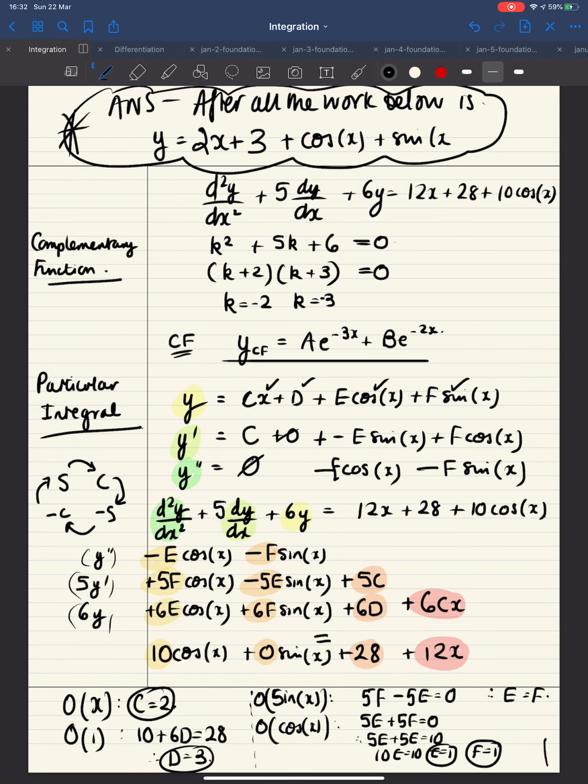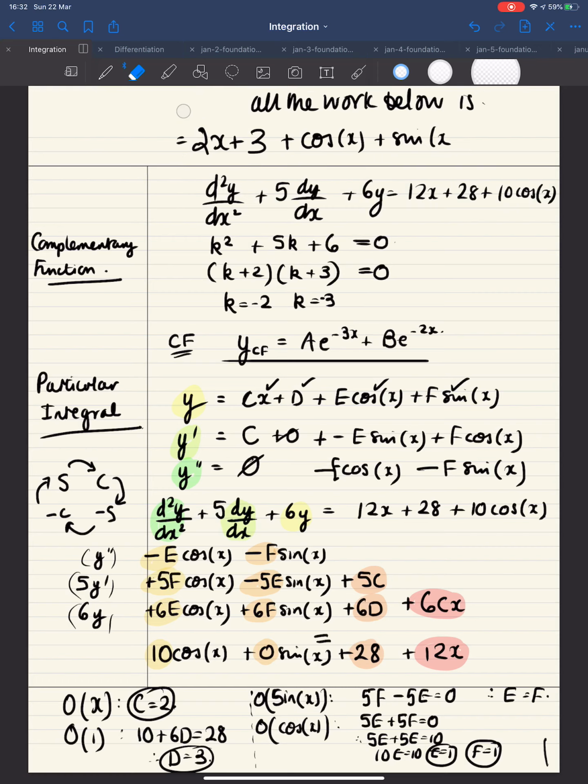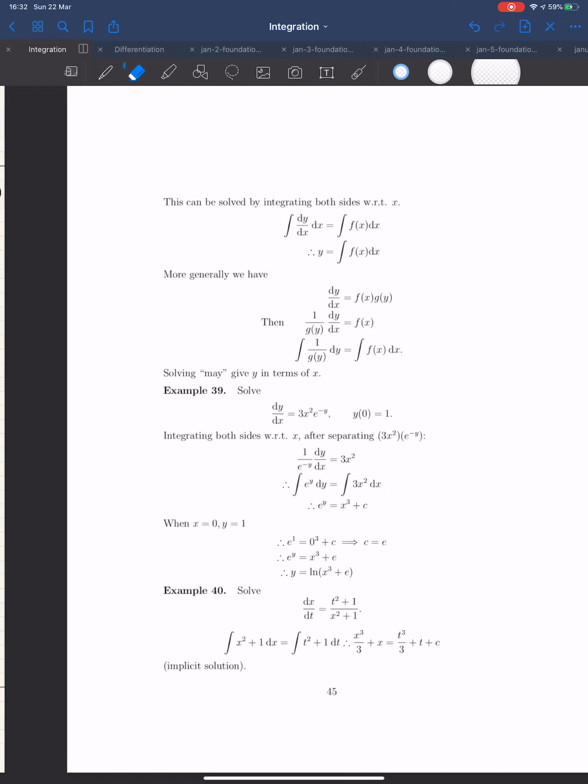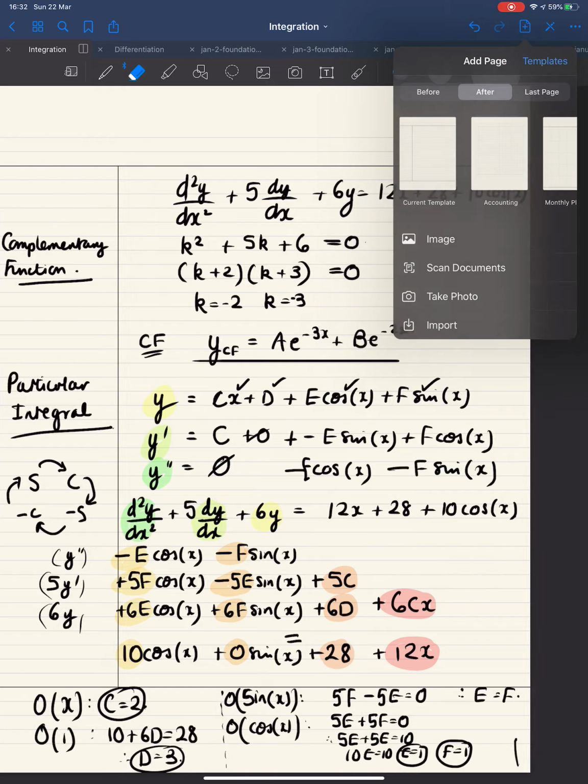That's the particular integral. I'm going to put it on the next page, because I'm going to run out of room again. So let's just go on to the next page. Let's add a new page in there.